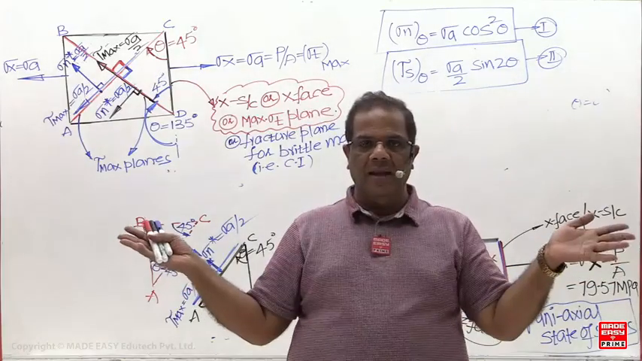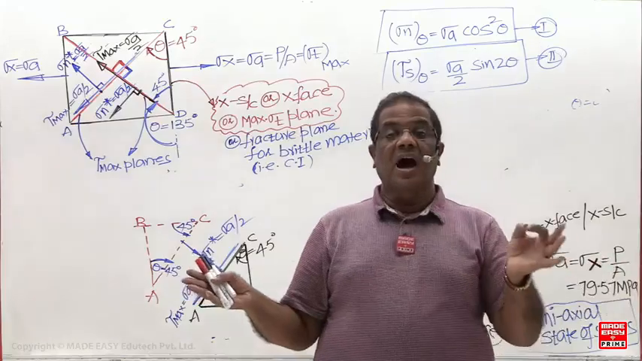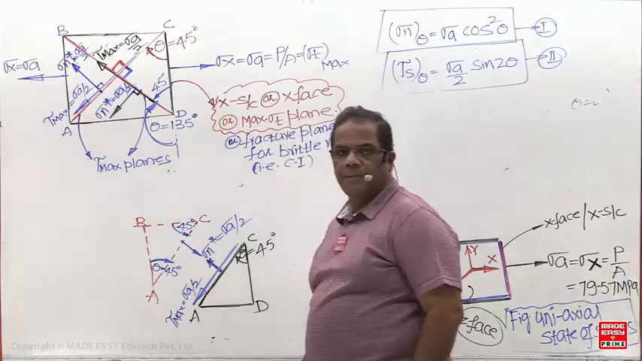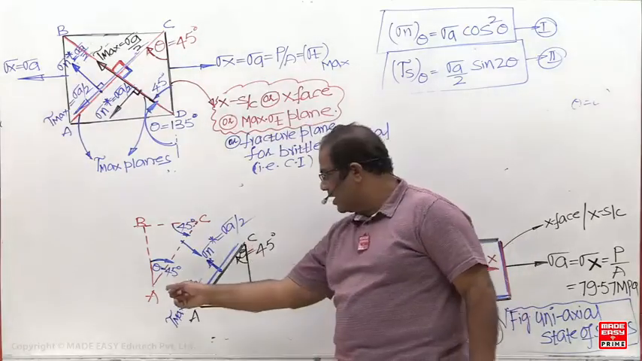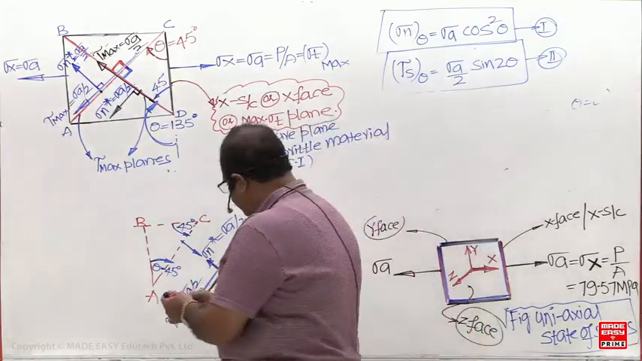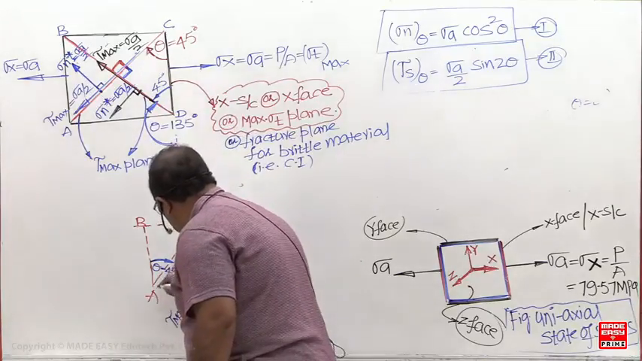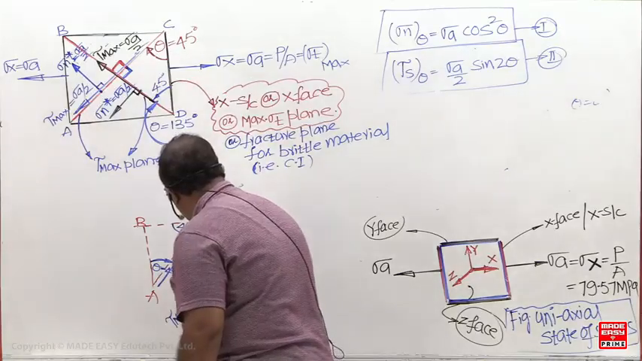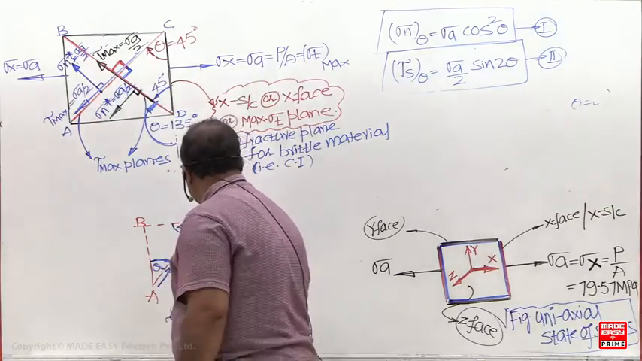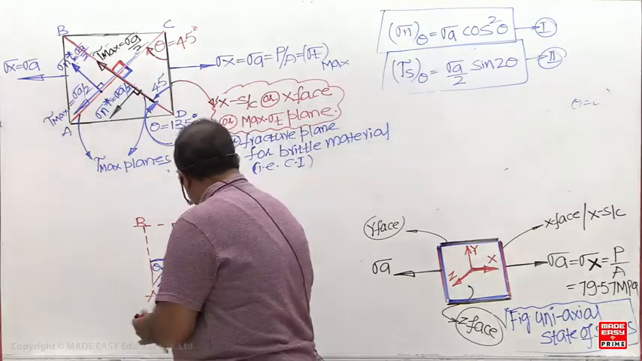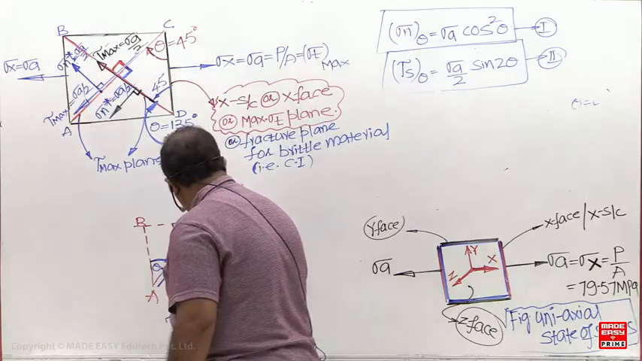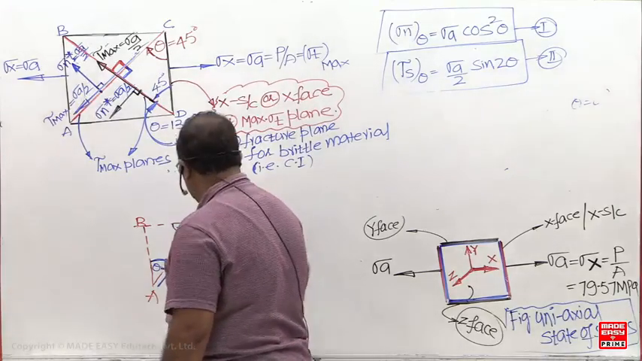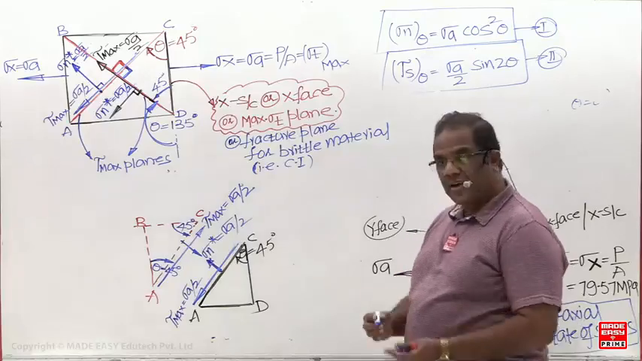Always on two parallel planes, normal and shear stress are equal but opposite in direction. Here it is upward, so there it is downward. Next, here it is downward, then here it is going to be upward. So it is also going to be sigma A by 2. Now you can check it.